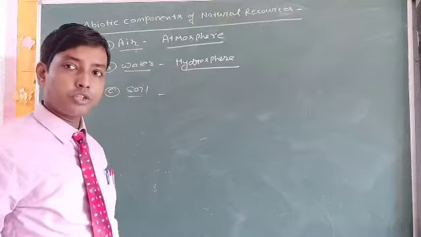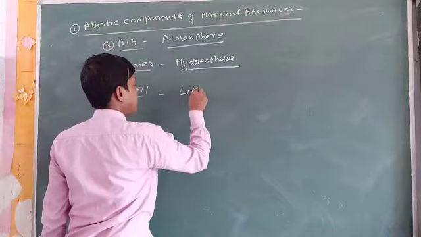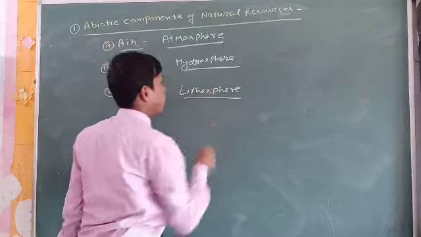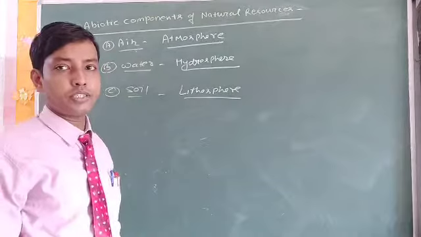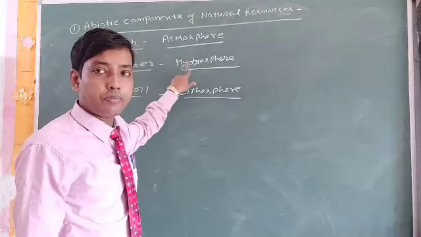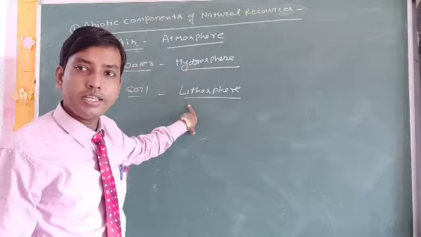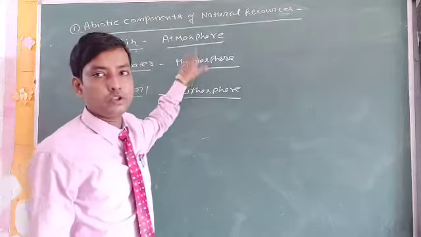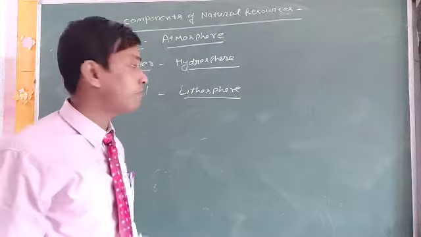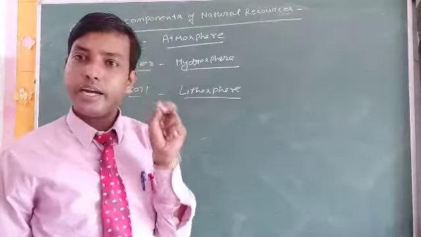Water forms the hydrosphere in our environment. Soil forms the lithosphere in our environment. It means the pure components of air, water and soil are the parts of the atmosphere, hydrosphere and lithosphere respectively. One by one I will describe the different components of air, water and soil.